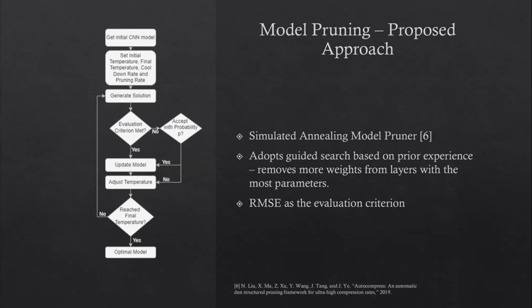If it is higher than the previous model, you update the model and adjust the temperature. If not, it can still replace it according to a probability acceptance function, which depends on the temperature and the difference of the evaluation function for the 2 competing solutions, to avoid getting trapped in local optima. If the probability and the RMSE are not accepted, maintain the model and adjust the temperature. When it reaches the final temperature, we will save the optimal model for that specific sparsity.